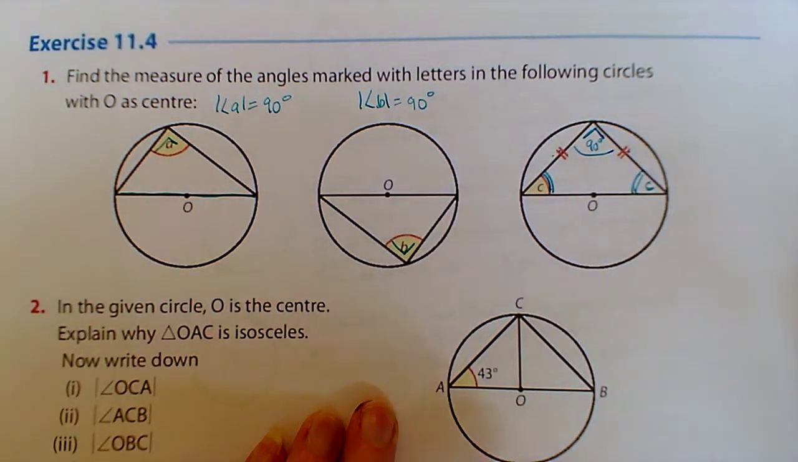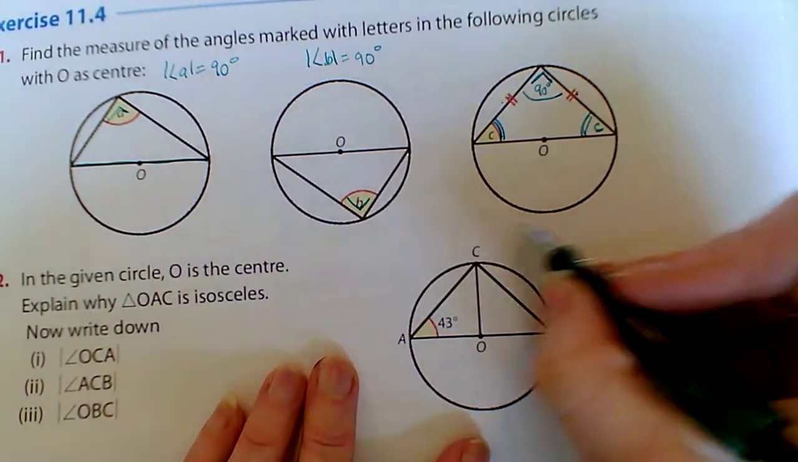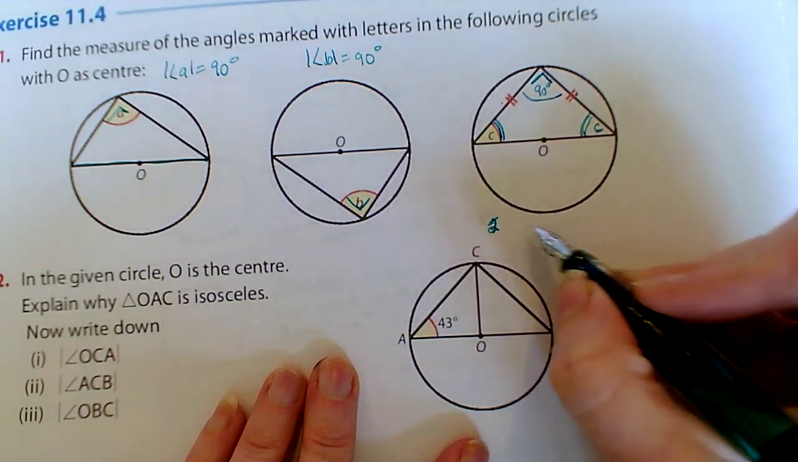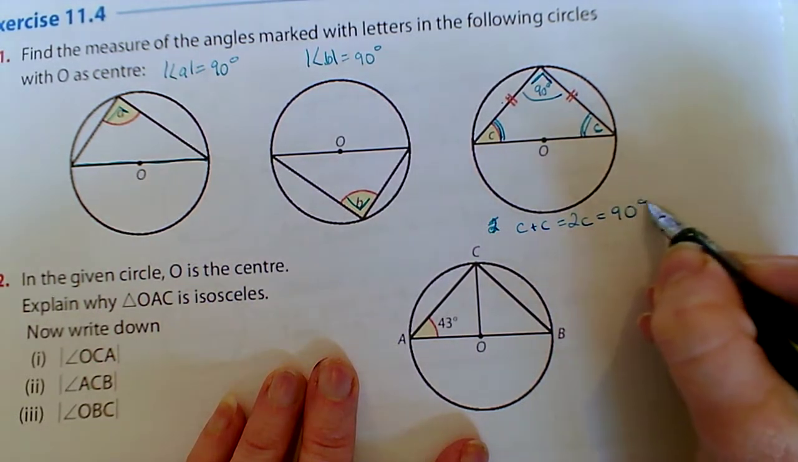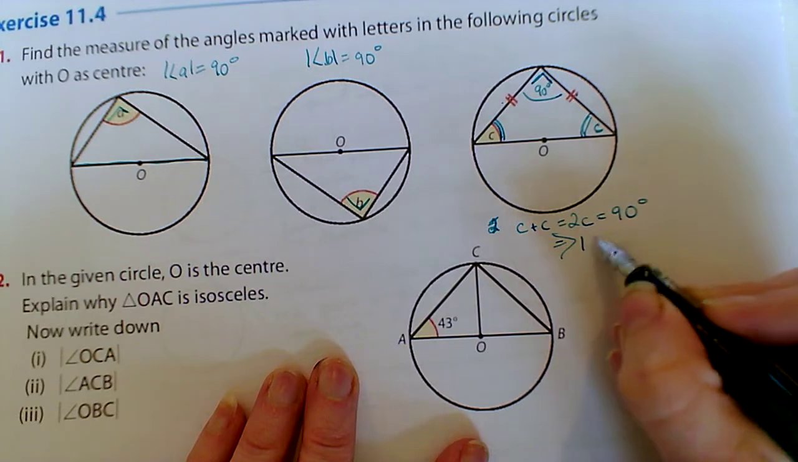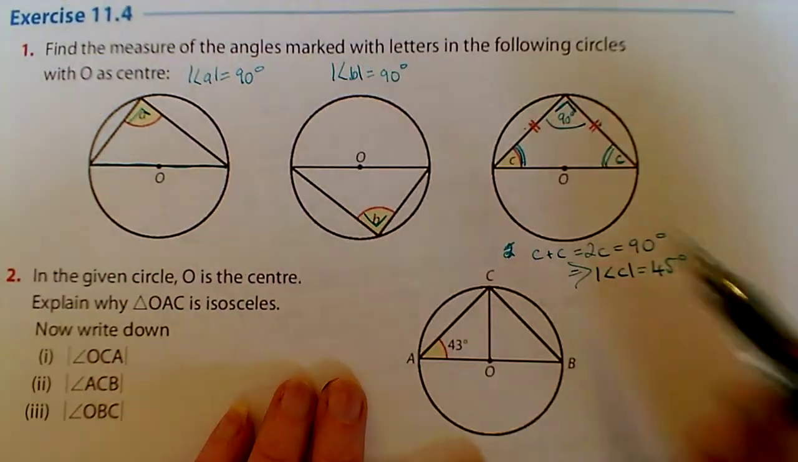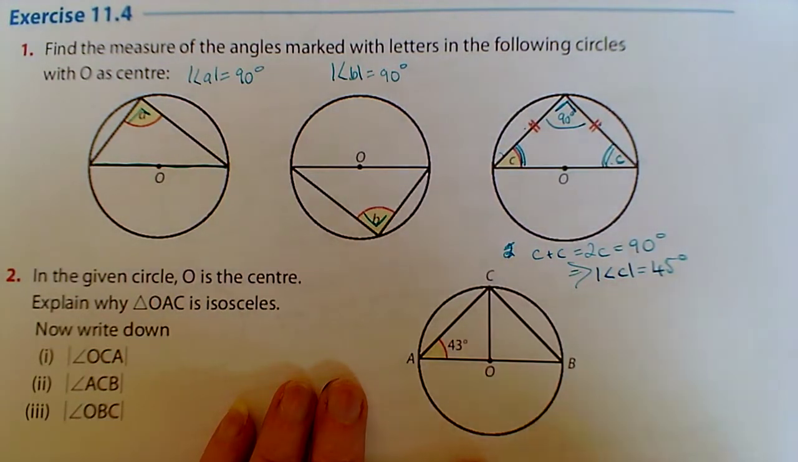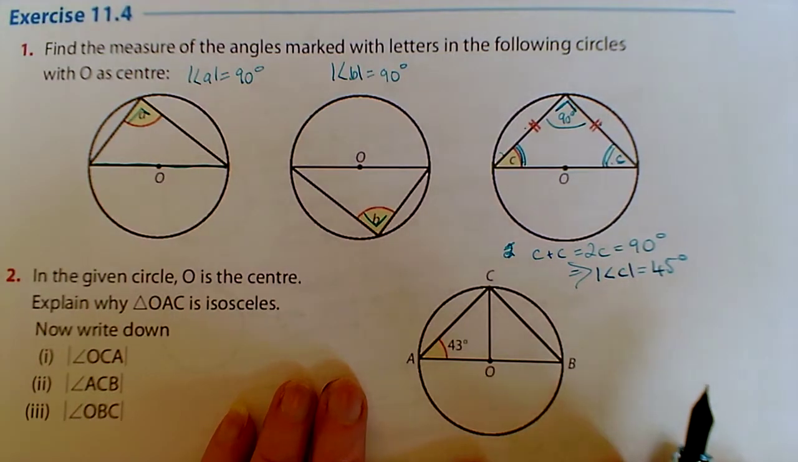It's a right-angled isosceles triangle, which means the two acute angles must add up to 90 degrees. So C plus C, 2C will be 90 degrees, and each angle itself will be 45 degrees. So 45, 45, 90 to add up to 180. We don't know the acute angles here because we're not given any more information. Okay.